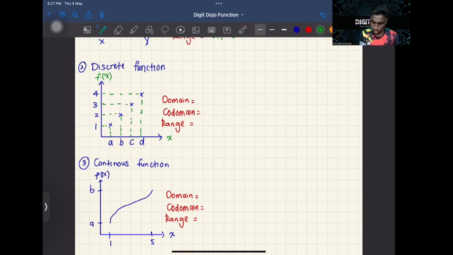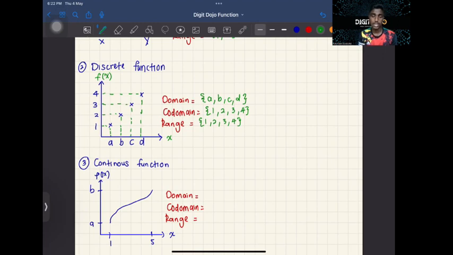So the domain will be set notation A, B, C, and D. Okay, those are the domain. And for the codomain, all the elements on the y-axis: 1, 2, 3, and 4. Yes. So what will the range be? Range here, when we check out, all the images have objects. So we can write all the elements in codomain as range. So you just need to repeat 1, 2, 3, and 4. That's it. Okay, so that is for discrete function.